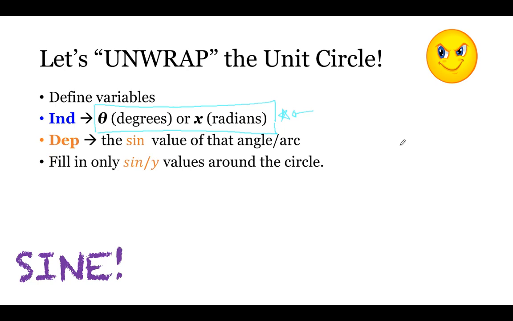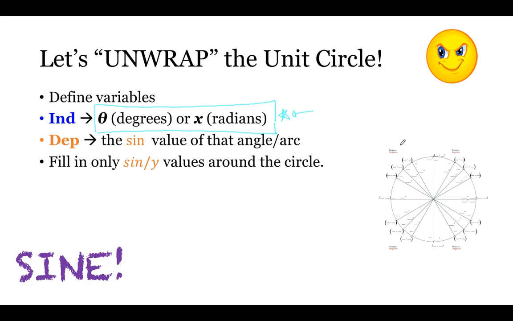We're going to work with sine first. Fill in only the sine or the y values around the circle. I'm not going to fill this all in, but I only care about the y values around this. So for instance, if we were working in degrees, at 0 degrees, my input is 0, my output is 0. My input is 30, my output is 1/2. My input is 45, my output is 1 over root 2. My input is 60, and I'm filling out more than I need to probably, root 3 over 2. My input is 90, my output is 1, that idea, okay?